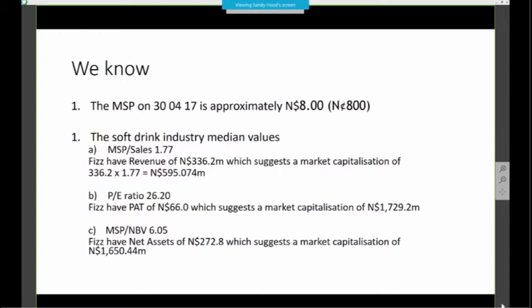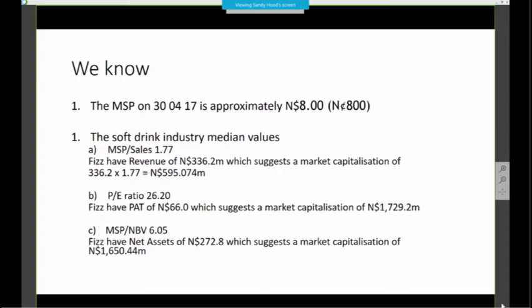On the other hand, they've got a profit after tax of 66 million, then with a PE ratio of 26.2, we'd be looking at a market capitalization of around 1,700 million. So quite different.